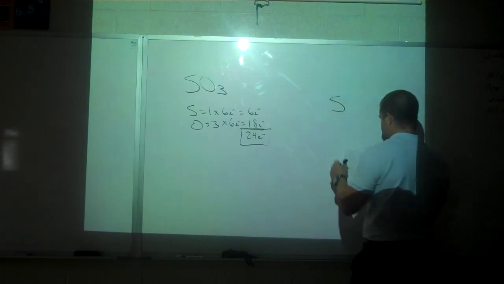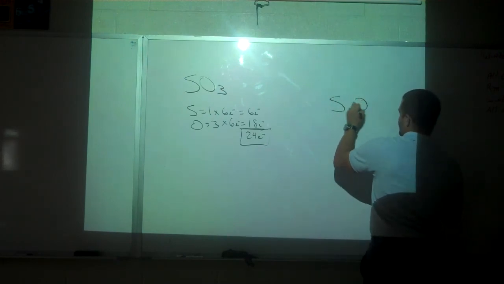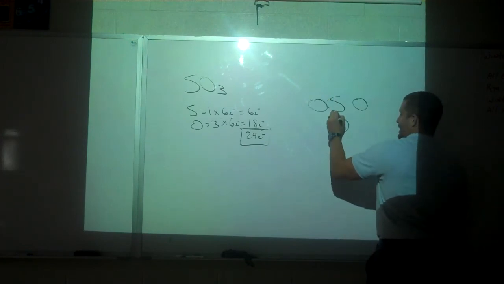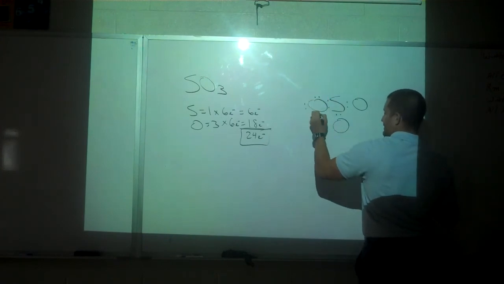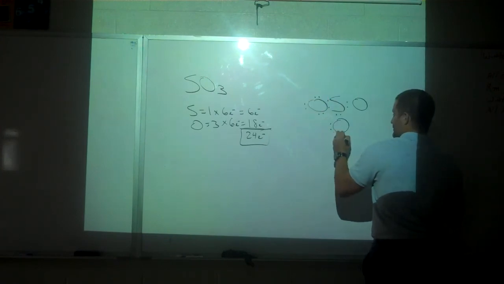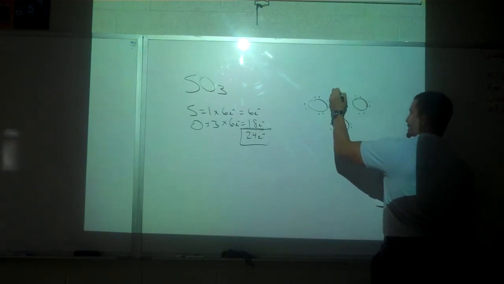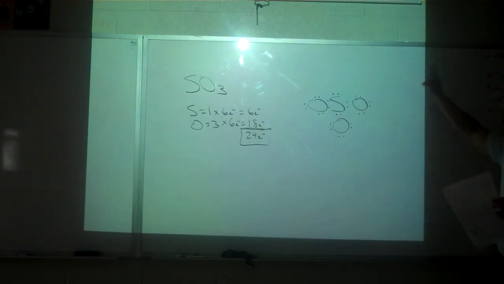So sulfur in the middle, and then I'm going to put an oxygen here, an oxygen here, and an oxygen here. I'm going to octet them. So octet this guy, good. Octet, octet, octet. I need a pair right here. Okay, so now I know the octet rule is satisfied.